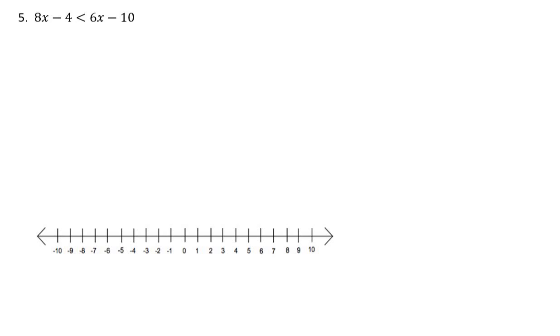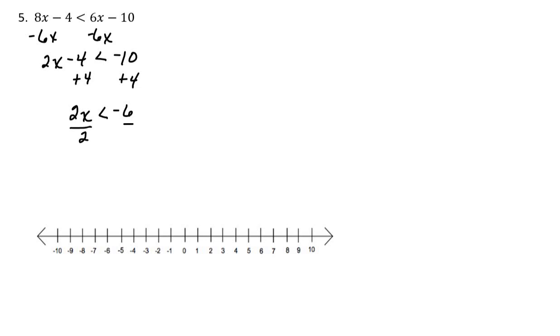On problem 5, I have a variable and a constant on each side of my inequality. I'm going to get rid of the smallest variable term first, which is the 6x. So I subtract 6x from both sides. So I have 2x minus 4 is less than -10. Then I add 4 to both sides. Now we're solving this just like it was an equation. And I have -6 on the right-hand side, then divide both sides of my inequality by 2. So I have x is less than -3. So I'm looking at numbers that are less than -3, which means they're smaller than -3.